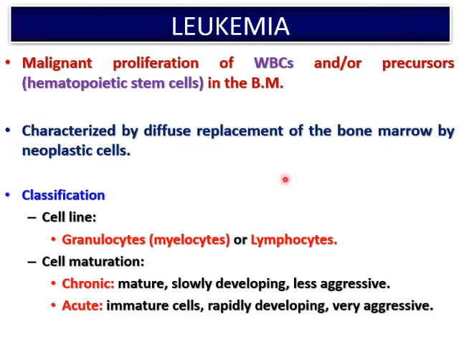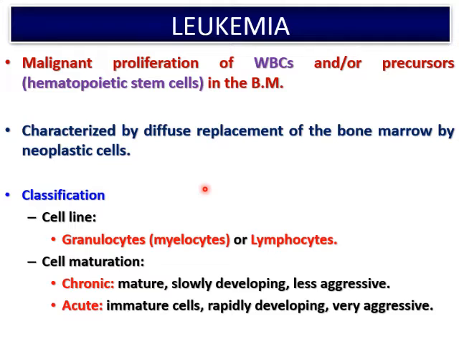We will talk now about leukemia. Leukemia means malignant proliferation of white blood cells or precursors of blood cells, which is the hematopoietic stem cell. So leukemia means malignant proliferation of white blood cells or of hematopoietic stem cells. Leukemia is characterized by diffuse replacement of the bone marrow by neoplastic cells instead of normal cells.